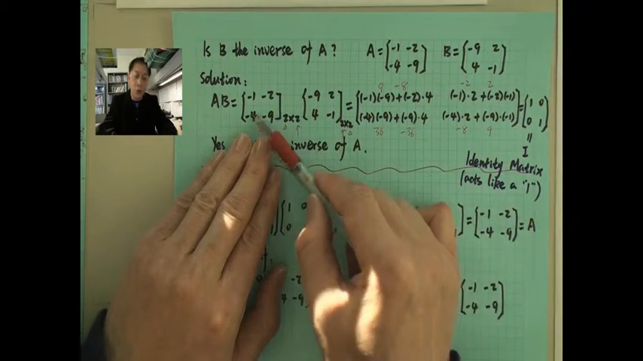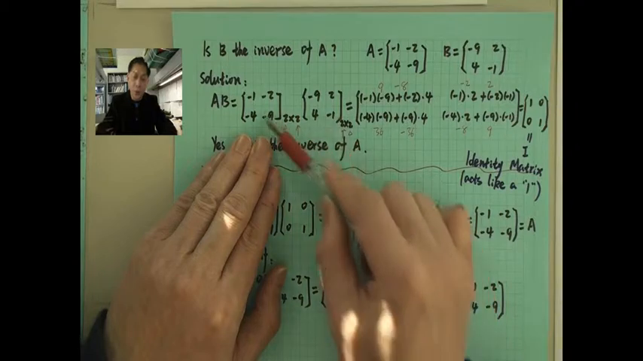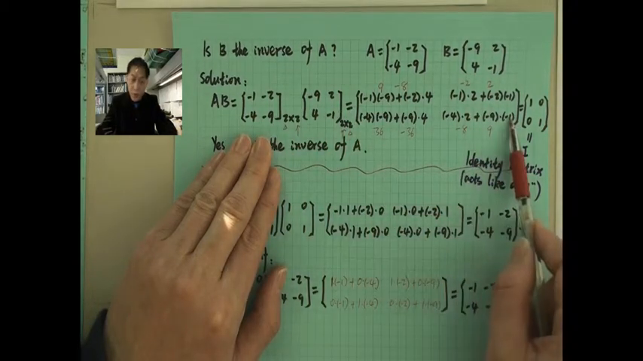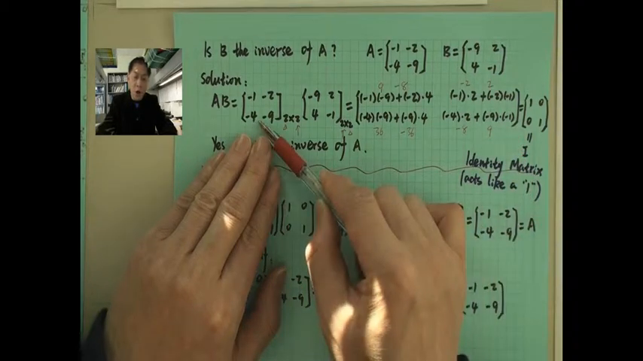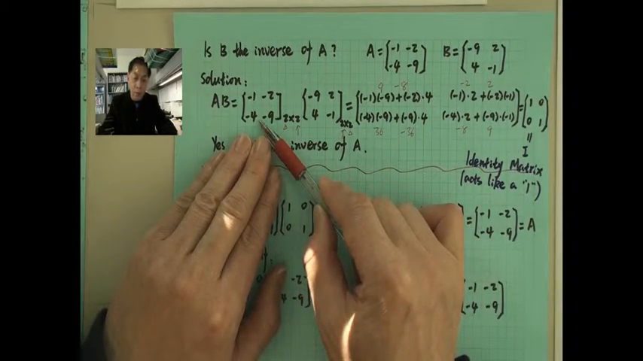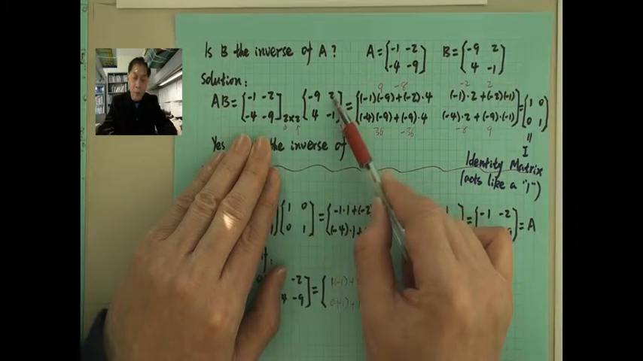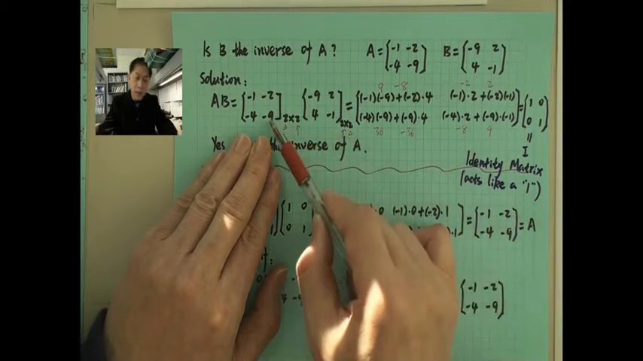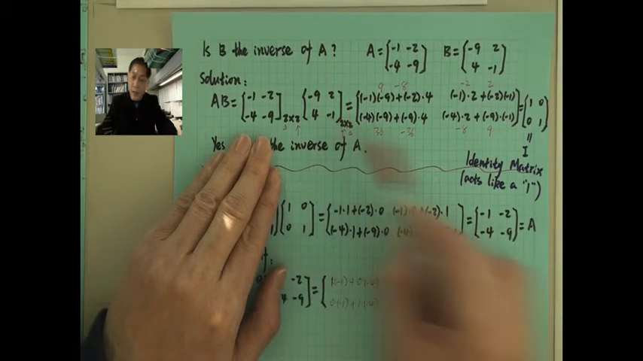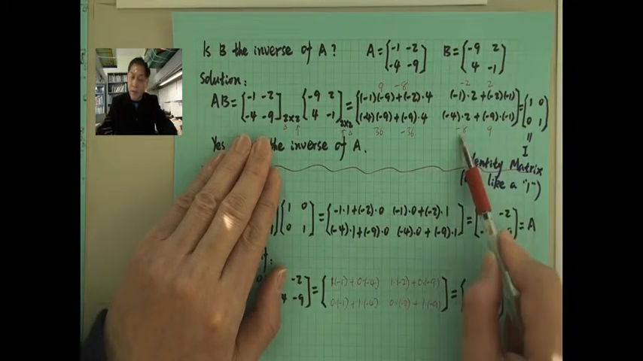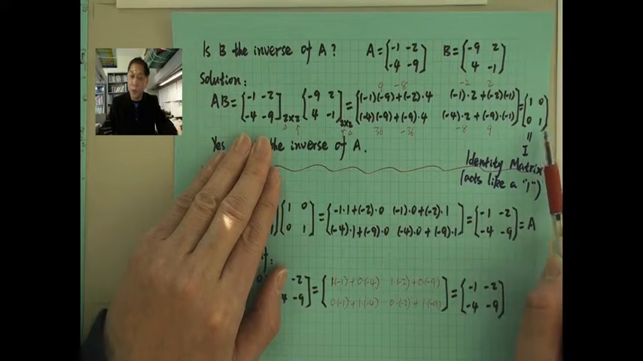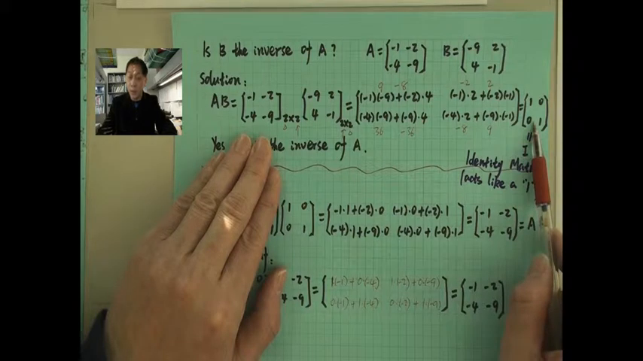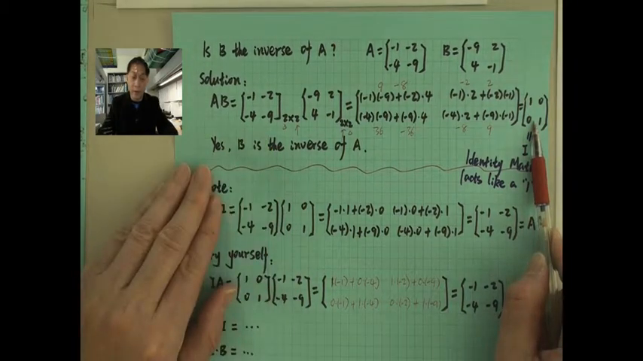Now is the turn for row 2, column 2. Put it in row 2, column 2, this spot. Row times column: negative 4 times 2 is negative 8, and then negative 9 times negative 1 is positive 9. 9 minus 8 is 1. So we have A times B is this one.